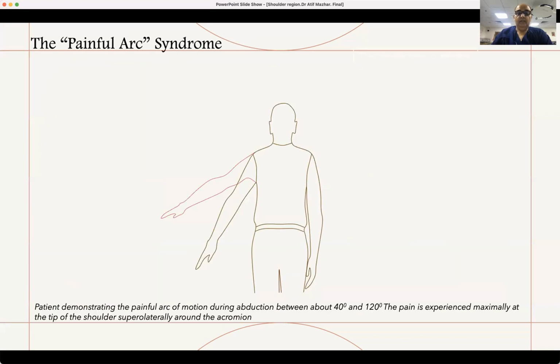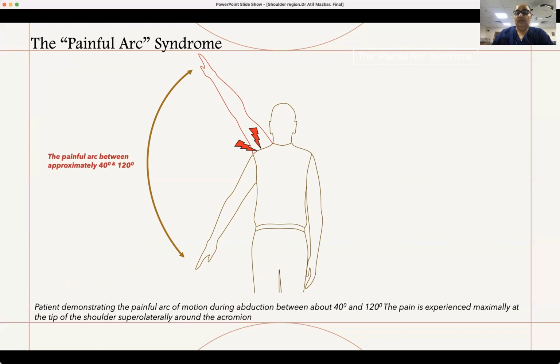Look at it. Look at the arm of this person. He's abducting, but it is really painful, and it is a very difficult task, and we call it painful arc syndrome. And you know the responsibility that goes primarily on this supraspinatus tendon. It could be tendinitis, it could be bursitis. So there are various possibilities which are occurring at this shoulder joint. Are we good so far?